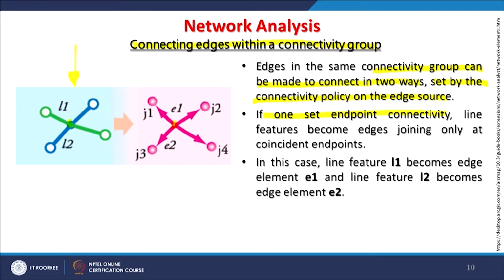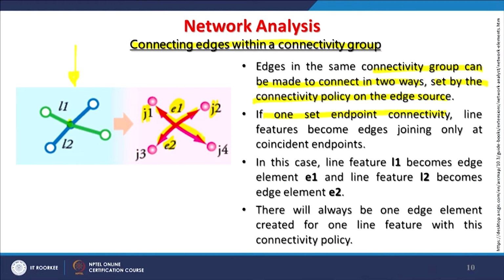So, like in this case, the line feature L1, or you can say J1, becomes the edge element E1, as you can see, and the same L2 or J2 becomes the edge feature E2. So, this is also E2. One is this line, another one is this line. And there will always be one edge element created for one line feature with this connectivity policy. So, depending on the conditions, things will be organized.